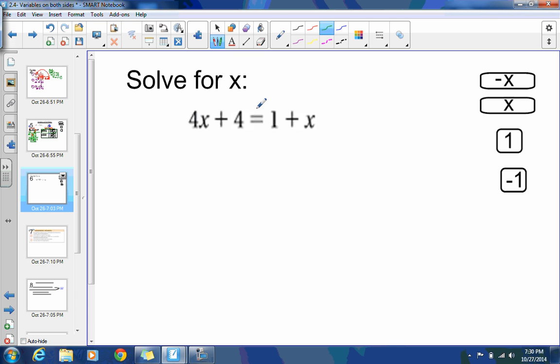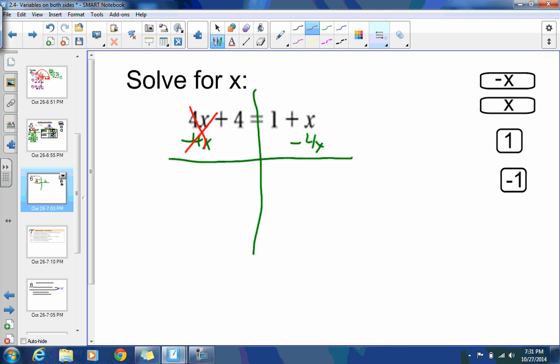We're going to subtract 4x. And to do that to one side, you have to do it to the other side. Meaning, if you go like this, you're going to subtract 4x here. This nicely will cancel out, and you're left with 4 equals 1. 1x minus 4x is negative 3x. Okay, so our x's are on one side.